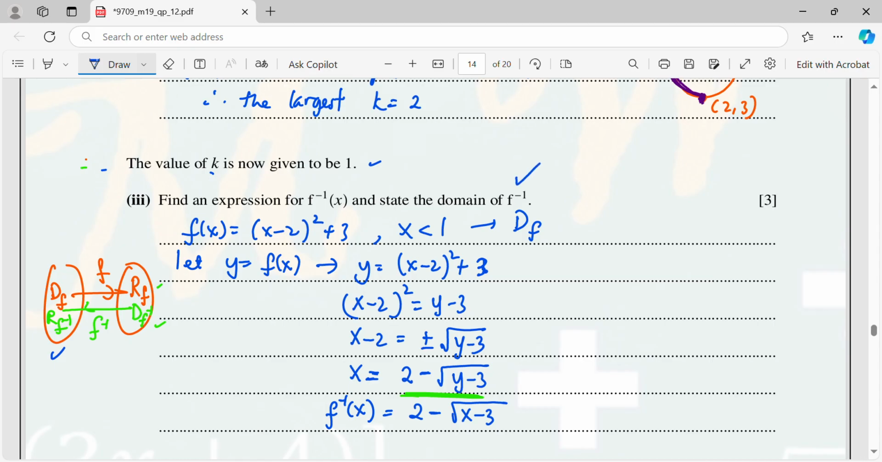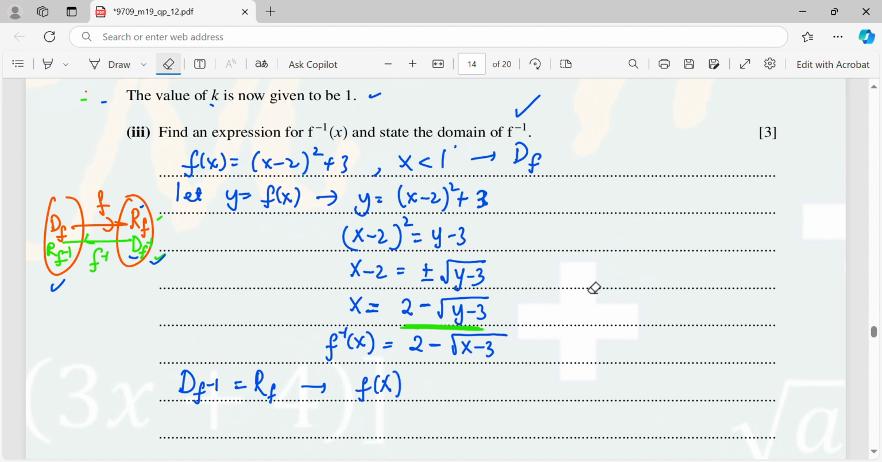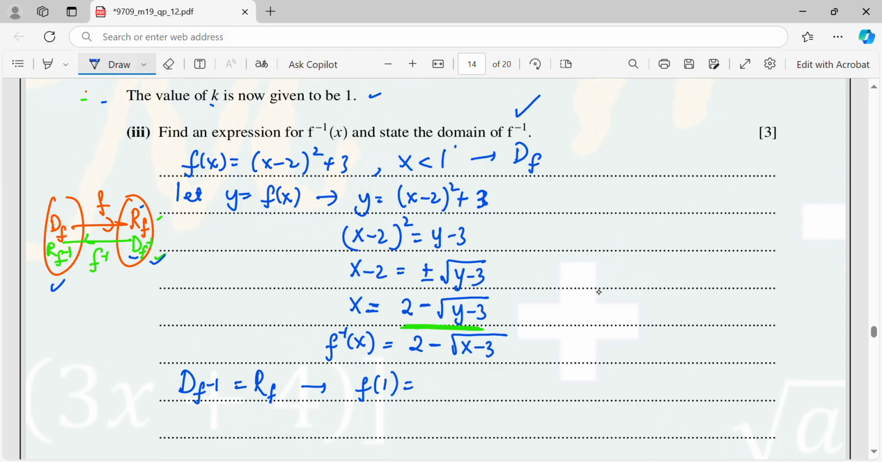And now we need to state the domain for f inverse. So again, look at this mapping. Domain f inverse equals range f. So now I have to find my range f. Therefore, my range f, the f(x), okay, so x less than 1. So I'll calculate what is my f(1) first. f(1) is going to be (1 minus 2) squared plus 3. So this is going to be 4.